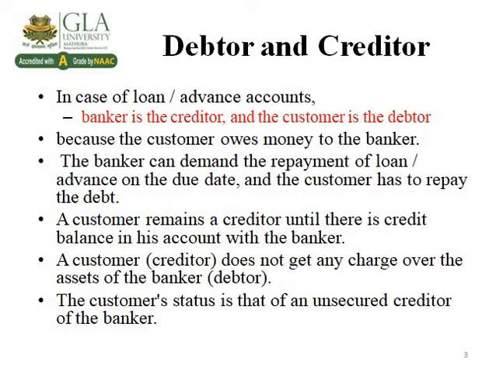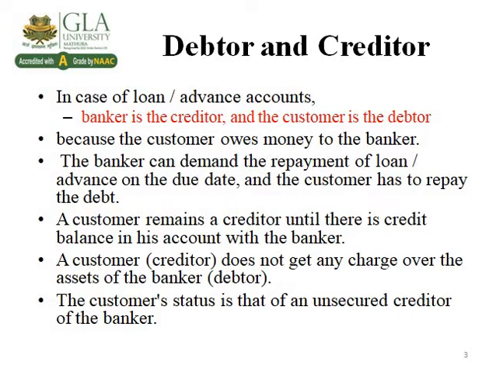It is because the customer owes money to the banker, because whenever a customer is taking a loan from the bank, it means that the customer owes money and the customer has to return the money to the banker along with the interest. The banker can demand the repayment of the loan advances on the due date, and the customer has to repay that particular debt. The customer remains a creditor until there is a credit balance in his account with the banker. A customer or the creditor does not get any charge over the assets of the banker or debtor, and the customer's status is that of an unsecured creditor of the banker.